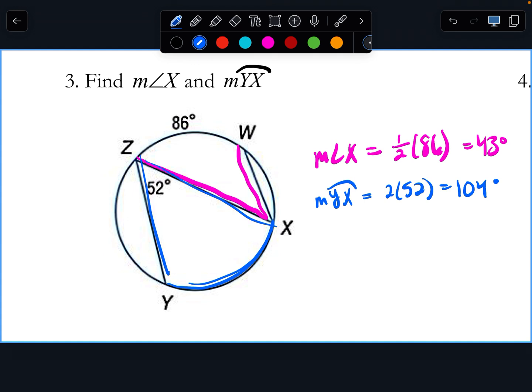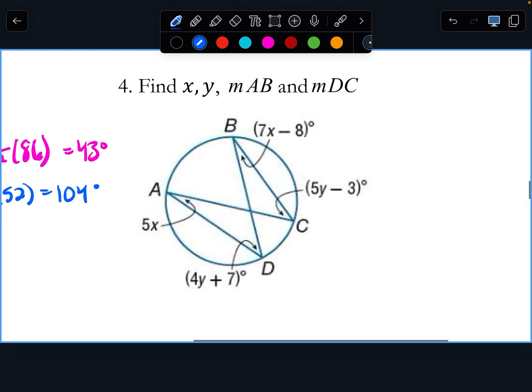So angle X: cut 86 in half, 43. To find XY, double 52, 104. That's all you have to do. So double, cut in half. You just have to know which one to do. All right, number 4.